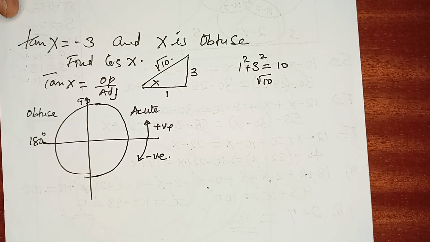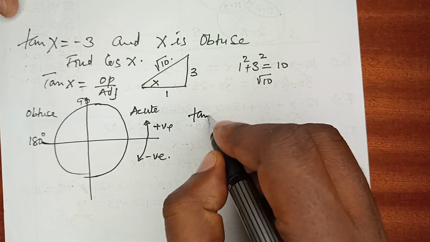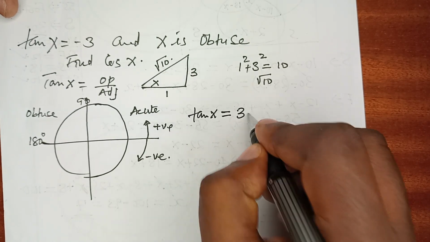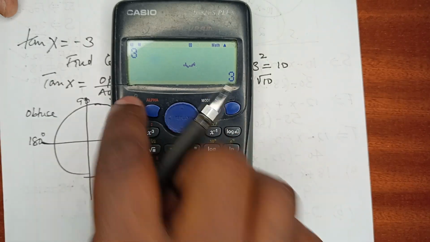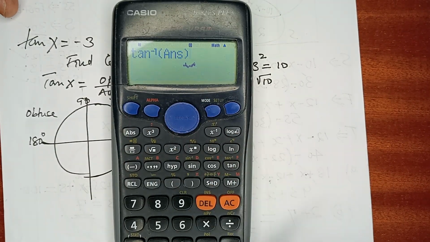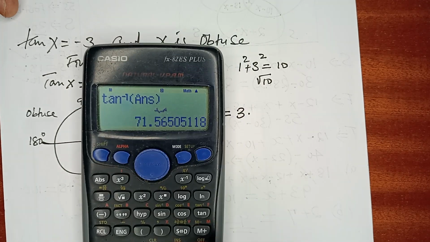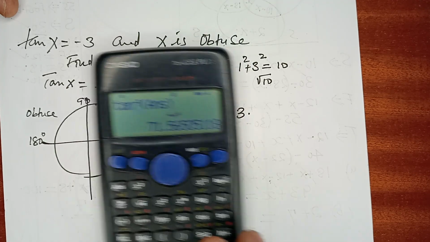And therefore, given that the tangent of angle x is -3, we first ignore the -3 because the negative indicates the quadrant in which the angle exists. For this reason, to start with, I'm going to take the tangent of x to be +3. I will pick my calculator and say 3, shift tan, answer, and I will find that the angle I'm talking about, which is now acute, is 71.6 degrees.